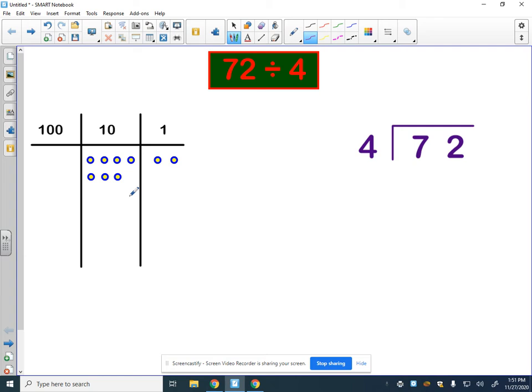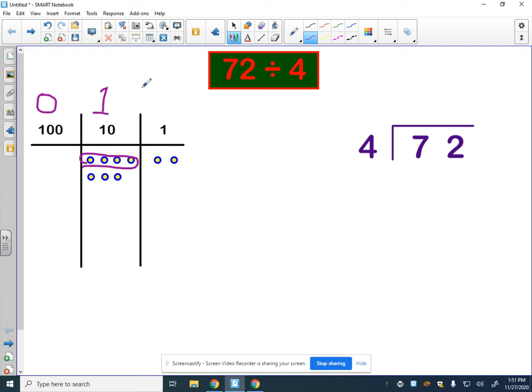And what they learned last year is, we start, okay, we're making groups of 4. So can I make any groups of 4? Obviously there are no hundreds, so whether we put a 0 here or not is personal preference. But starting with the tens, because that's where our first digit is, I can make one group of 4 here. So I'll jot that down right there.